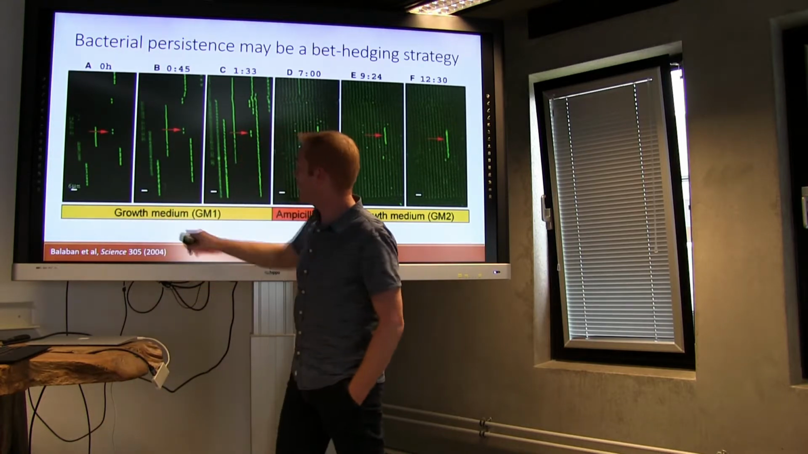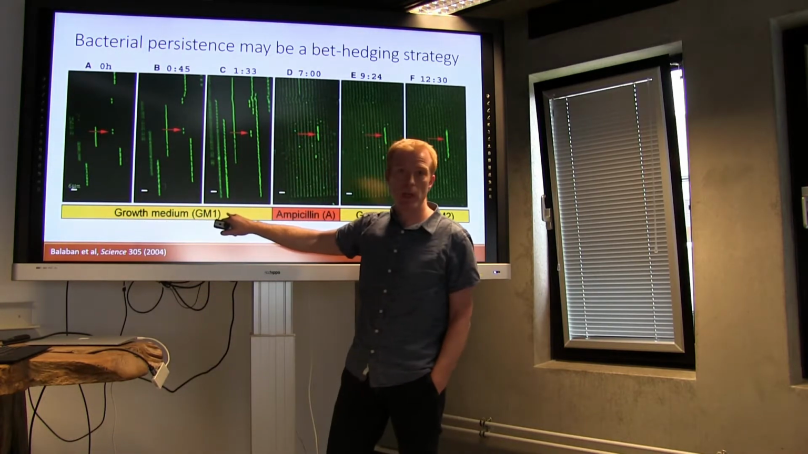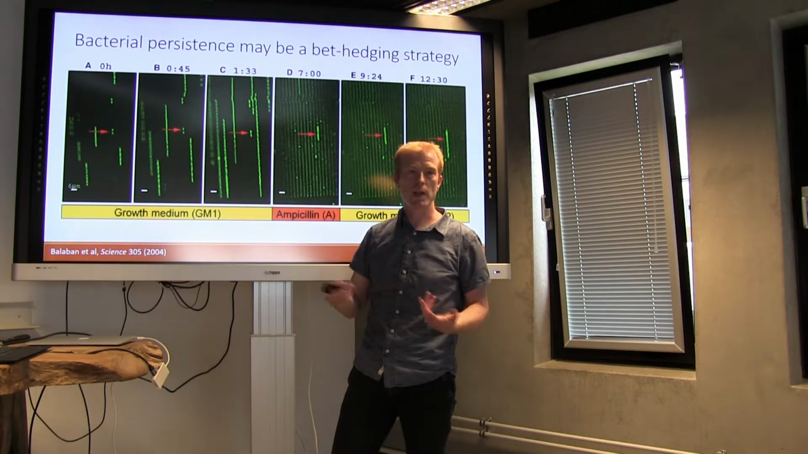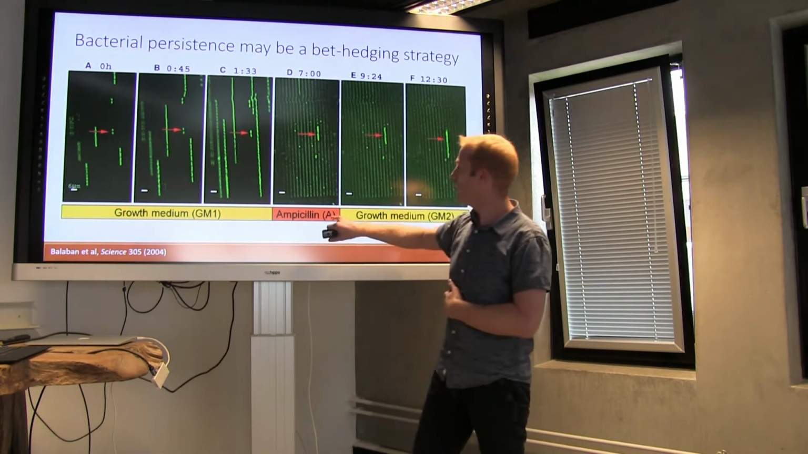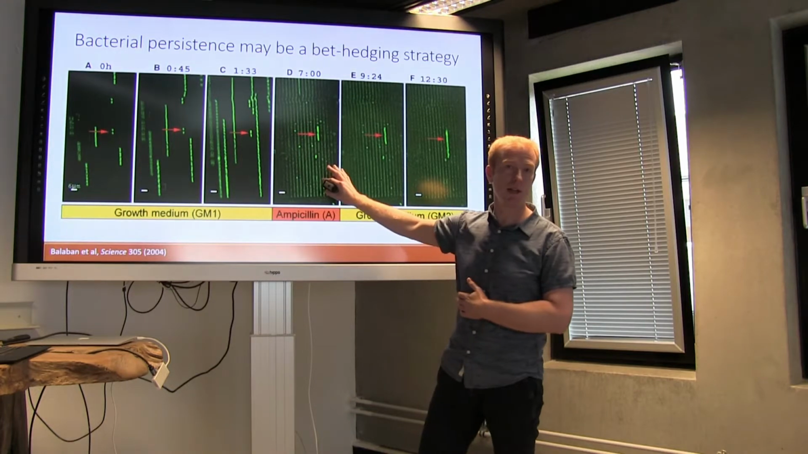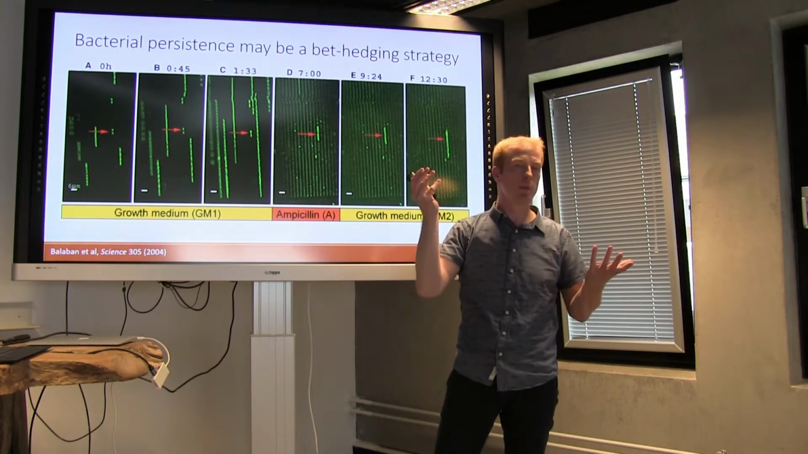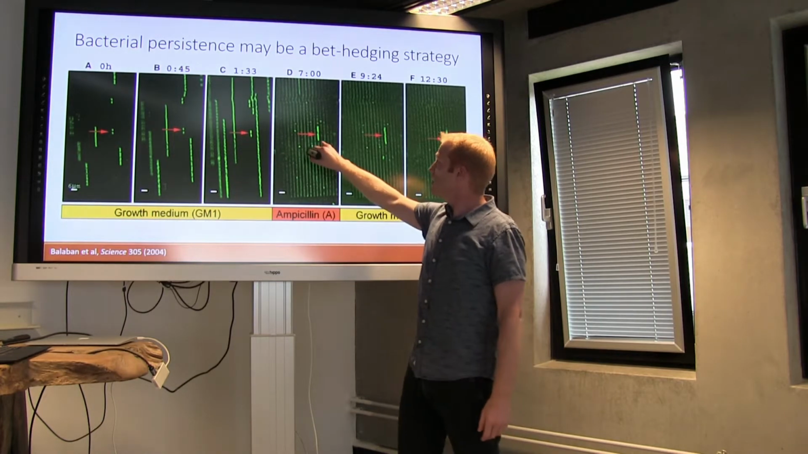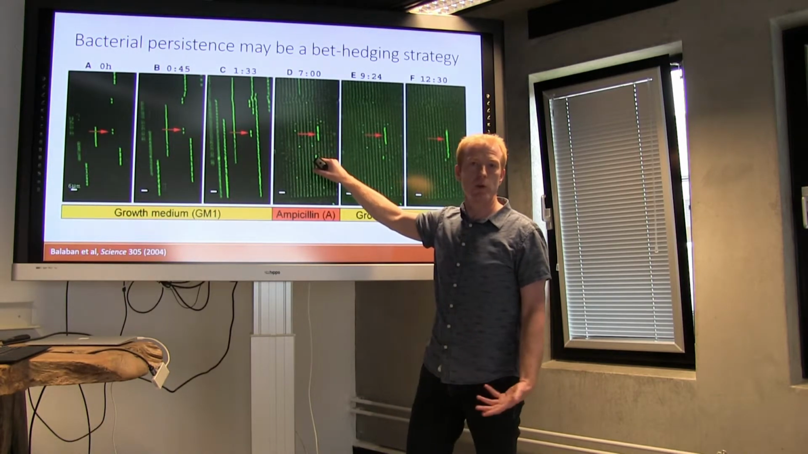And what you can now do is first observe them in just growth medium without antibiotic, and you see how they grow. You can actually see which cells grow and how fast they grow. Then you introduce ampicillin, you see them die, because they lyse, meaning that they pop open and they're gone. And then you can ask, is there something special about those cells that don't die?